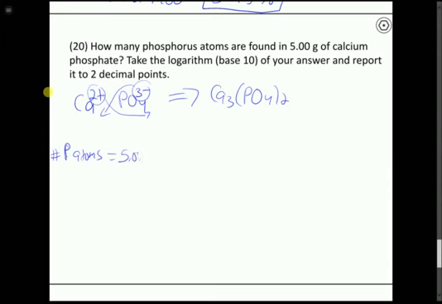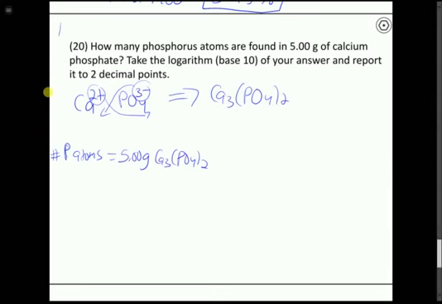So if we have 5 grams of calcium phosphate, the first thing we want to do is convert to moles. So for that we need the molar mass, that simple mass to mole calculation that we've been using all semester now, or most of the semester anyway.